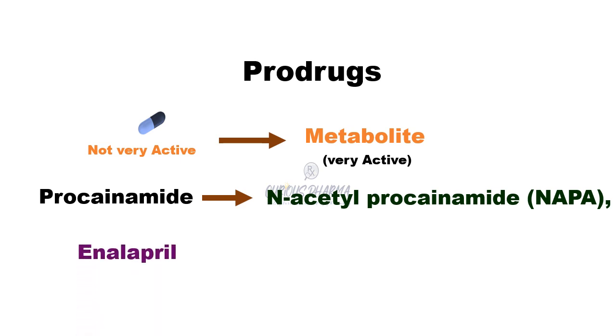Another example you can see is enalapril. Enalapril is actually a prodrug, meaning that it is not active in its initial form, but when it is metabolized by the liver, it is converted into enalaprilat, which is the active form. Enalapril is converted by the enzyme called carboxylesterase into its active form, enalaprilat.